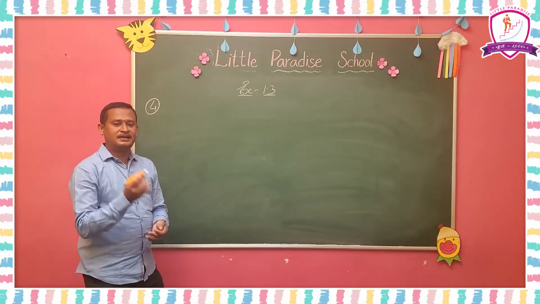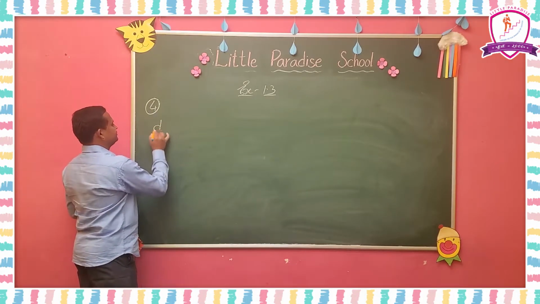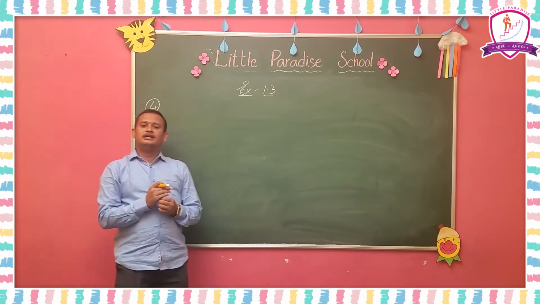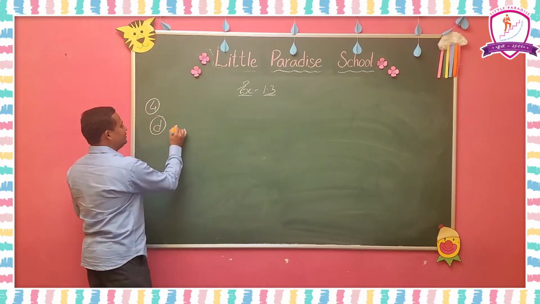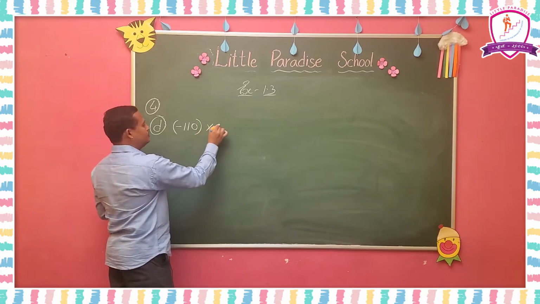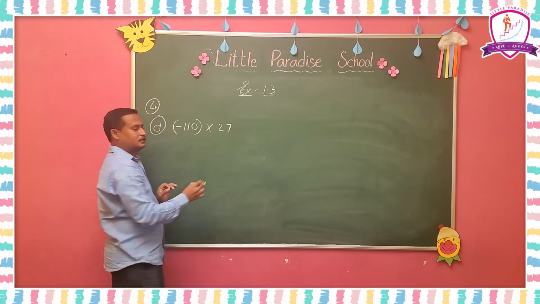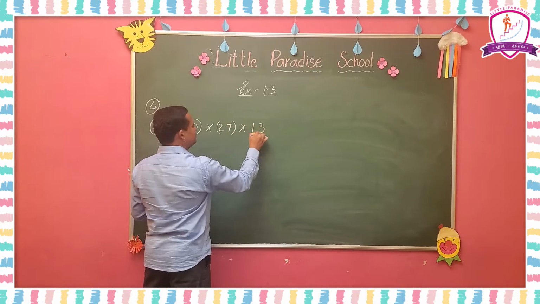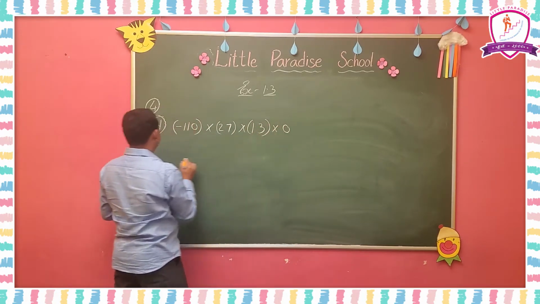Here I am going to explain the D sum. What is the question given here? Minus 110 into 27 into 13 into 0.